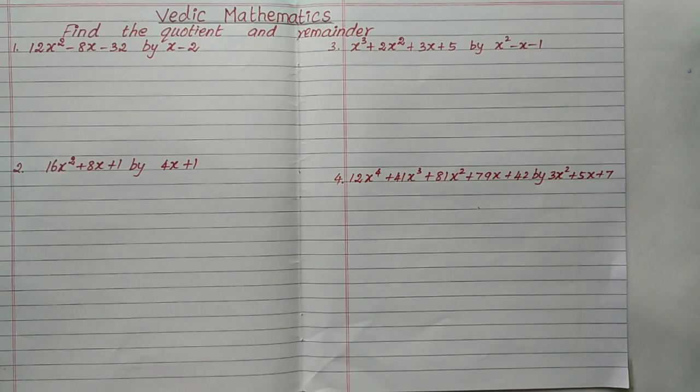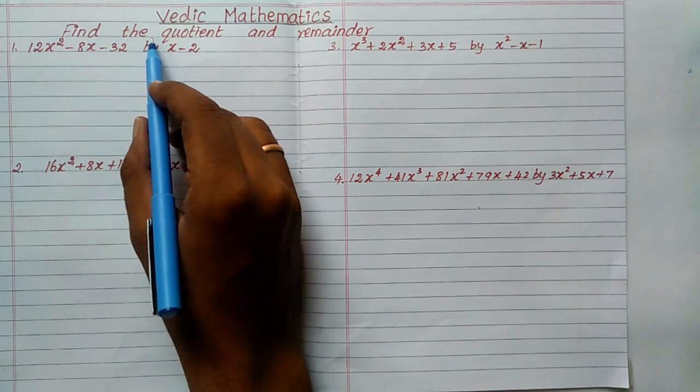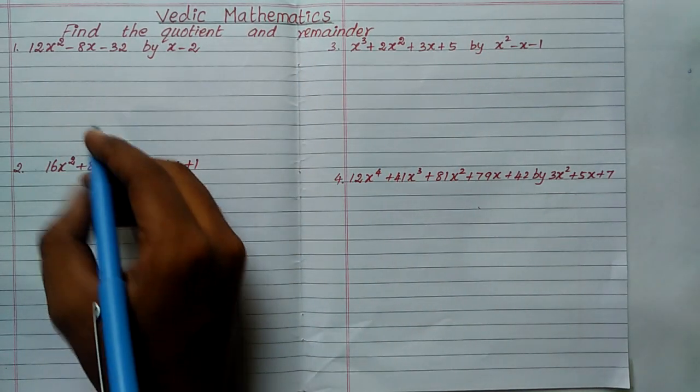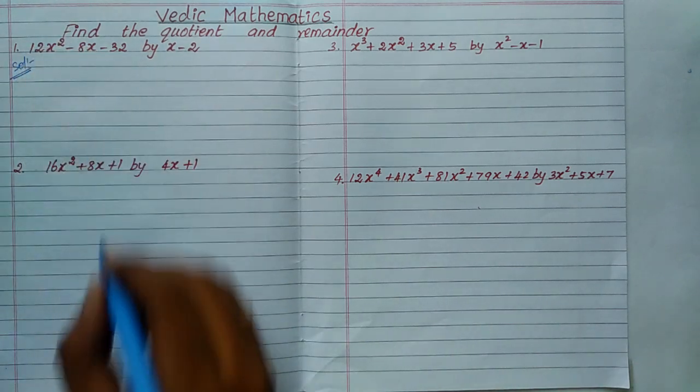In this session you are going to learn a Vedic mathematics shortcut. Every Friday you will learn a Vedic mathematics shortcut. Here we are going to find the quotient and remainder. While solving, we are going to take only the coefficients and the constant value.